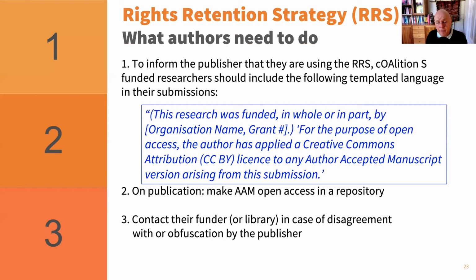Well, it's actually a couple of small steps that you need to do as a researcher. At the submission, you only need to use the following templated language. You can either use the first or the second sentence of this. So if you are funded by a funder, you can say, look, I was funded by this organization, and for the purposes of open access, I apply a Creative Commons attribution license to any author-accepted manuscript that arises from this submission. So basically, you anticipate the CC BY, you say a CC BY license will be applied to the author-accepted manuscript that results from this publication.